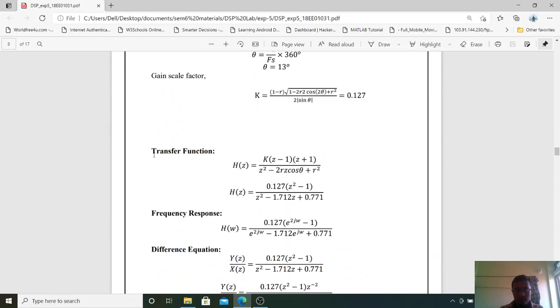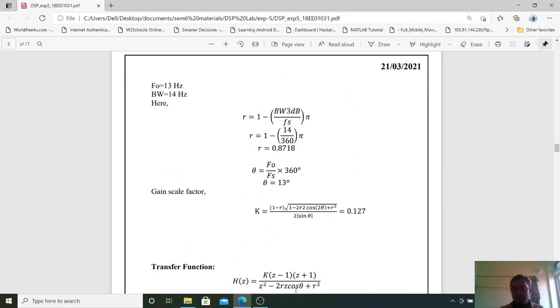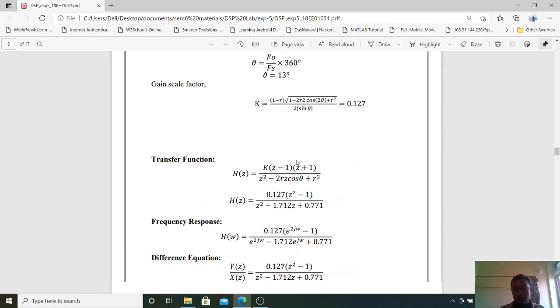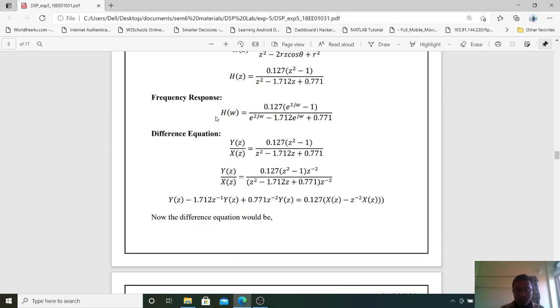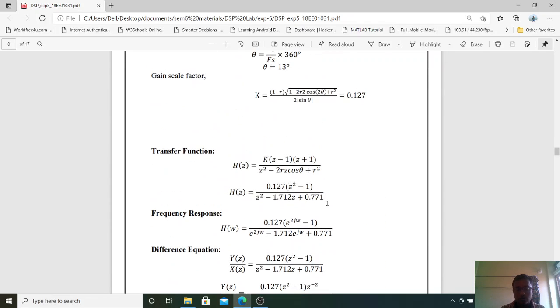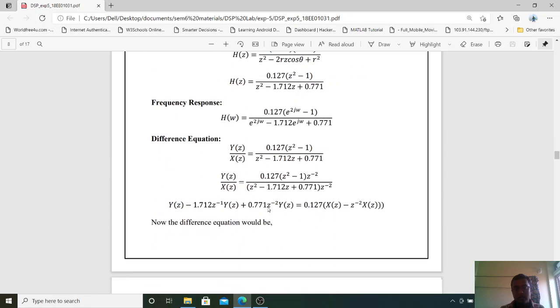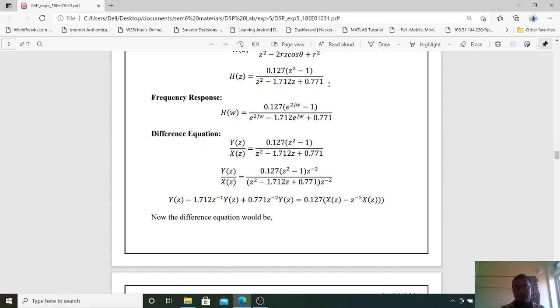So for that, the transfer function formula is H of z is equal to k into z minus 1 in this formula. So we will calculate k, cos theta and r. All the formulas are given. R is equal to this, theta I got 13 degrees, r I got 0.8778, and k I got 0.127. After that I put everything in this to get the transfer function, and again all the poles of this system are inside the unit circle.